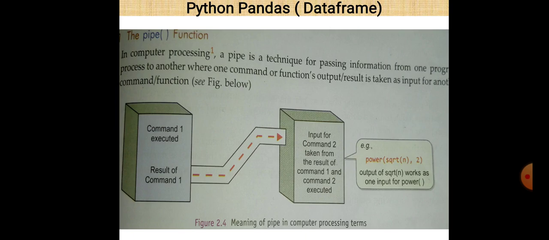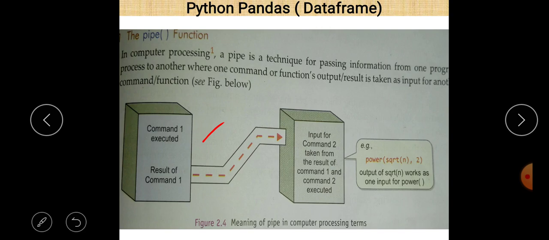It means if there are two functions, then there is a certain output of function 1, and this output becomes the input for the second function. That is the use of the pipe function. You can easily see the diagram here. Command 1 is executed and gives a certain result, and that result is the input for the second command. After that, we get a final result.